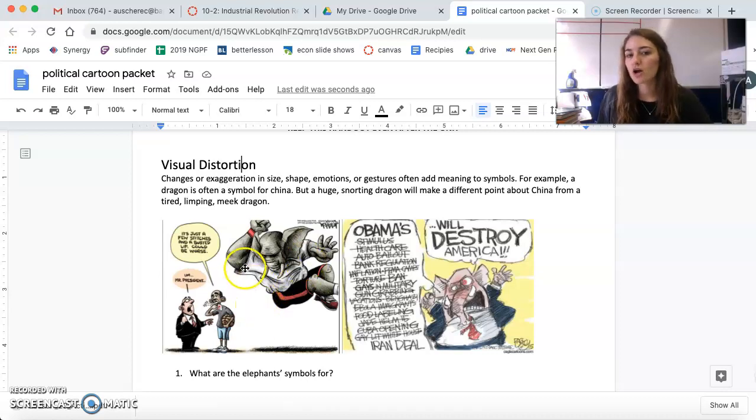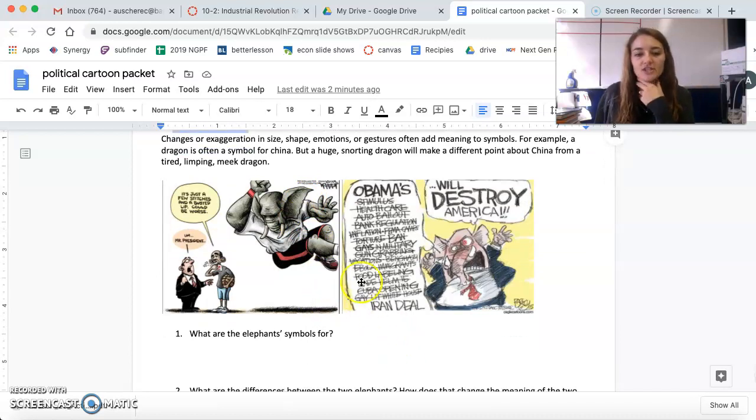We have a strong, powerful, in charge, throwing the elbow elephant here, and then over here we have a crazed, unkempt, fat elephant, right? And so we are getting two different messages about the Republican political party from these two different political cartoons using the same symbol, but visually distorted in a way that is giving us two different things. So go ahead and pause the video and answer these questions down here.